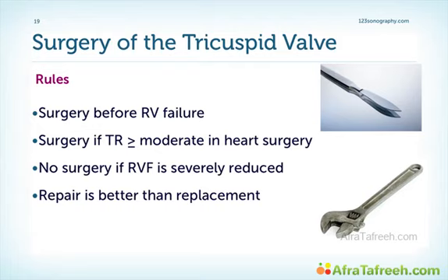What are the rules? Well, you have to operate before right heart failure occurs. We should operate tricuspid regurgitation if it's more or equal to moderate if heart surgery is performed for other reasons, for example, bypass surgery or mitral valve surgery. We should not perform surgery anymore if right ventricular function is severely reduced, and repair is better than replacement.